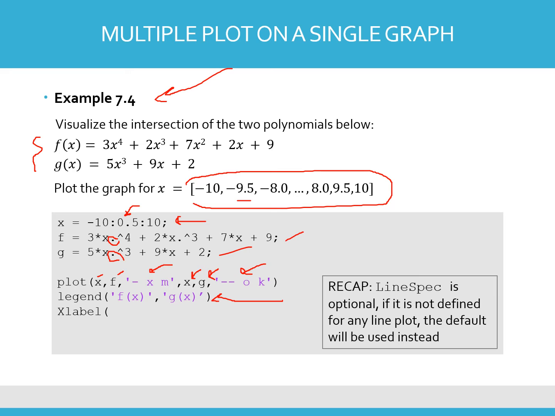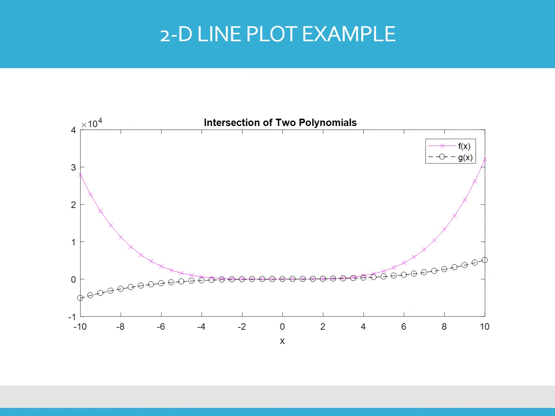When it comes to multiple plots, of course you need to put the legend. And xlabel, ylabel, you can put them. Grid, usually you have to put grid on. Originally if you plot, there will be no grid, so you have to put grid on. The result will show something like this.